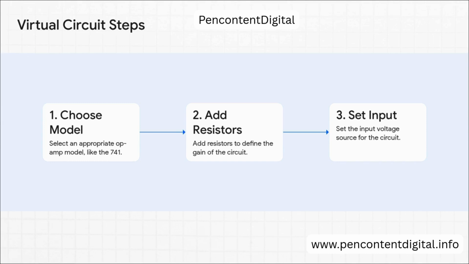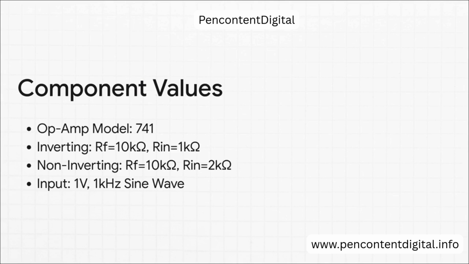Easy enough. For our little example here, we're going to use the classic 741 op-amp. Now for the inverting circuit, we'll use a 10K ohm feedback resistor and a 1K ohm input resistor. For the non-inverting one, it's going to be 10K and 2K. And our test signal, a simple 1 volt, 1 kilohertz sine wave.